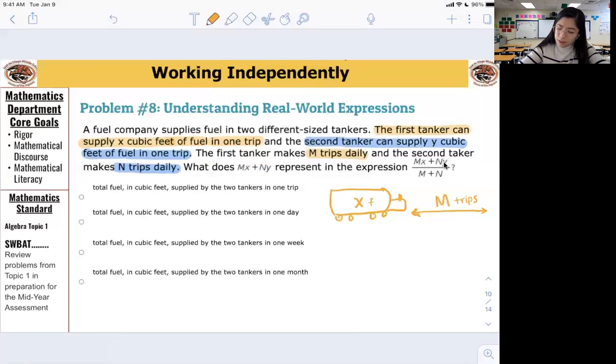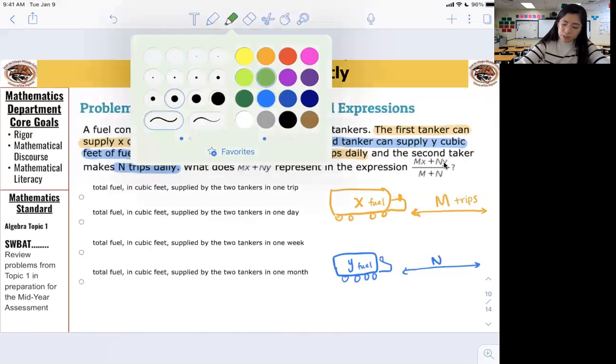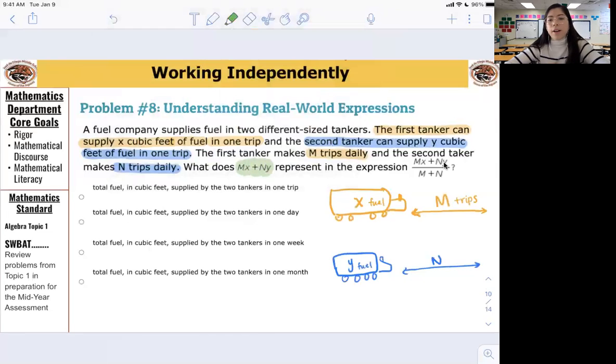So X fuel, M trips. Then there's the other tanker, which makes N trips, a similar idea. This one carries Y amount of fuel, and it makes N trips. So this is one of those weird things in algebra where there's no numbers. You're not supposed to know the actual amount. It's just representing a scenario using algebra and variables, okay? So then it's asking me, what does mx plus ny represent?